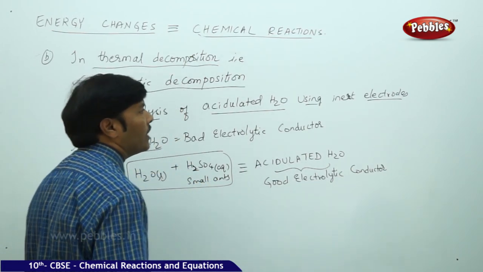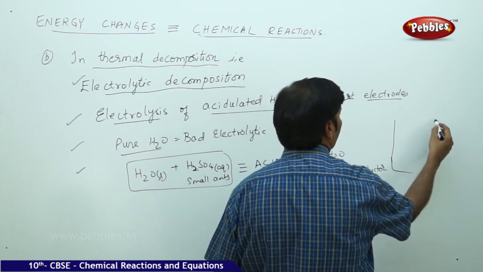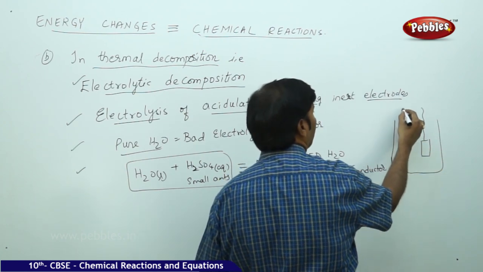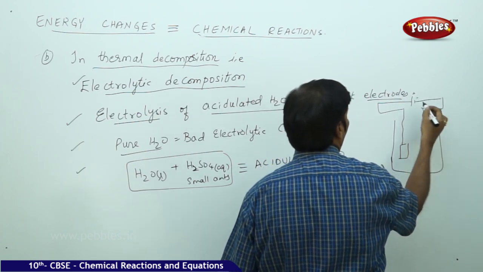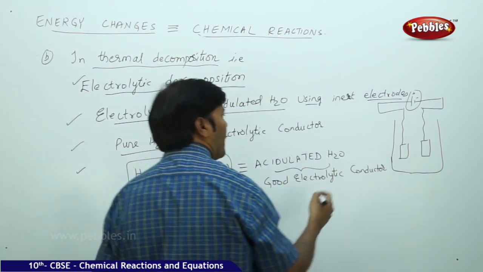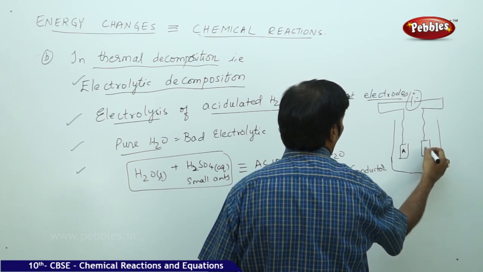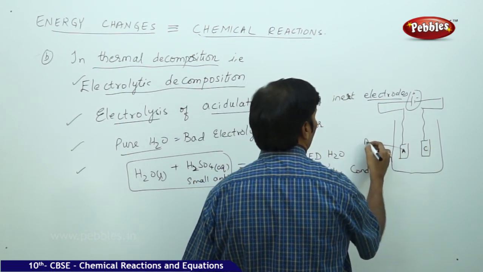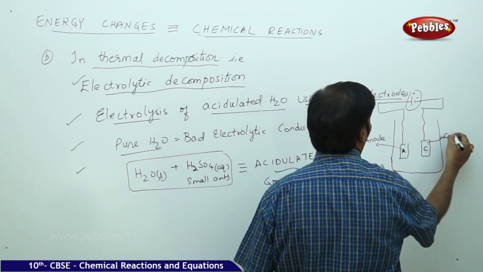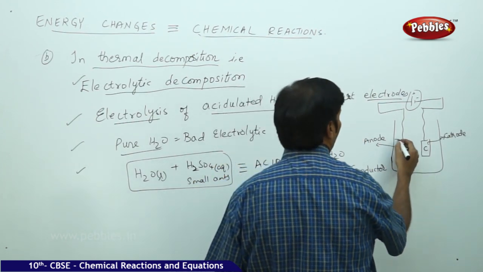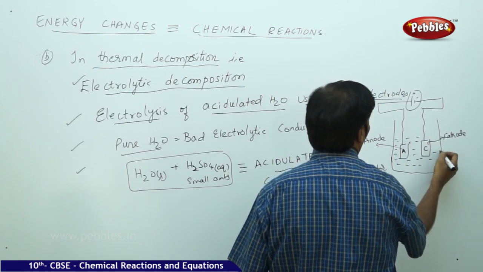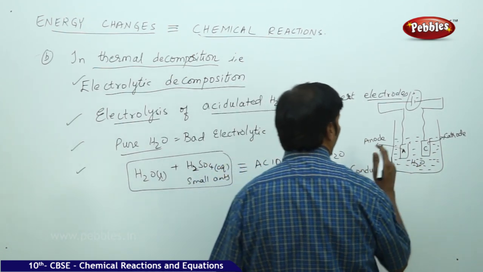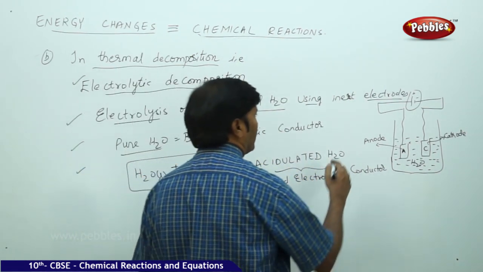I am drawing one small diagram here for understanding purposes. I take one small electrolytic vessel and insert two inert electrodes, platinum plates, through platinum wires, and connect it to the external circuit with the power source battery. One acts as the anode, A for anode, and the other as the cathode, C for cathode. Here we fill the electrolytic solution, acidulated H2O.